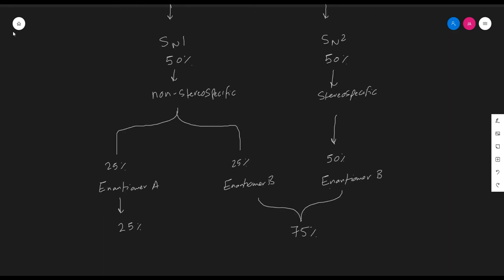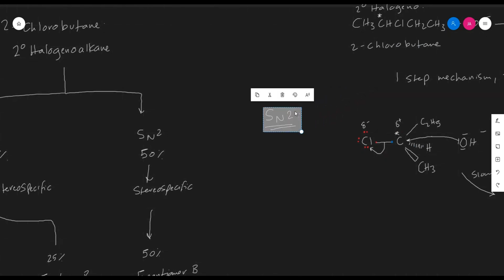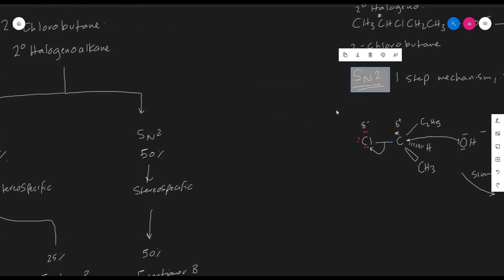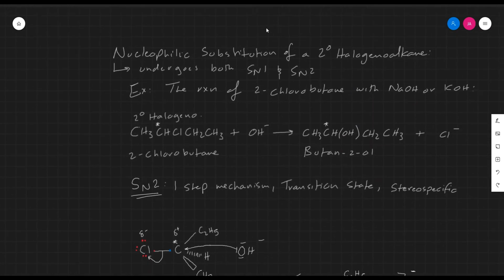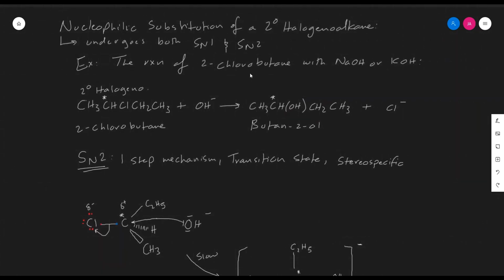I would also like to add a note regarding why secondary halogenoalkanes undergo both SN1 and SN2 mechanisms at the same time. Remember from previous videos the major points that need to be discussed regarding why a certain nucleophilic substitution reaction undergoes either SN1 or SN2 are the steric hindrance surrounding the carbon atom bonded to the halogen group, as well as the stability of the carbocation intermediate that forms here.